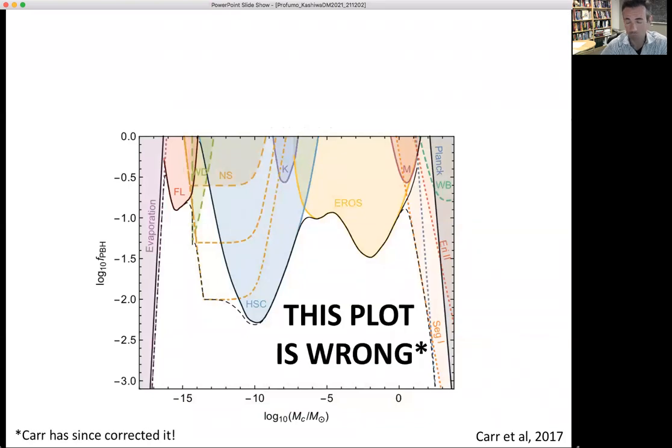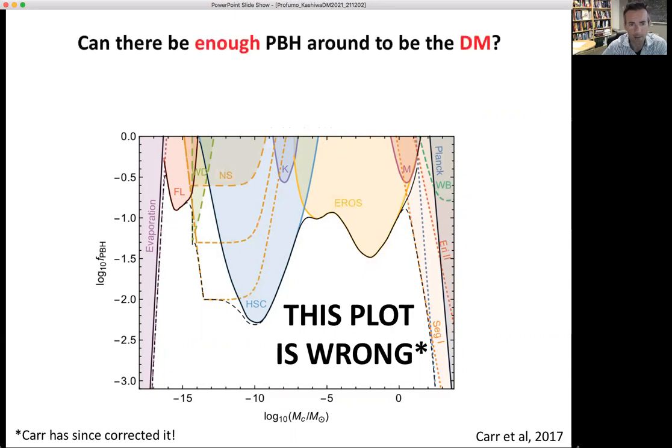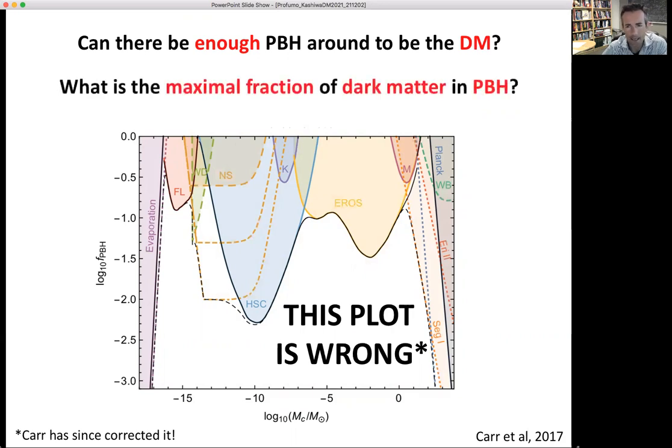Now, this plot is wrong, even though Bernard Carr, one of the key players in this game, has since corrected it. But it begs the question, since we are never quite at one, can there be enough primordial black holes, compatibly with constraints, around to be the dark matter? In other words, what is the maximum fraction of dark matter that can possibly be in primordial black holes?